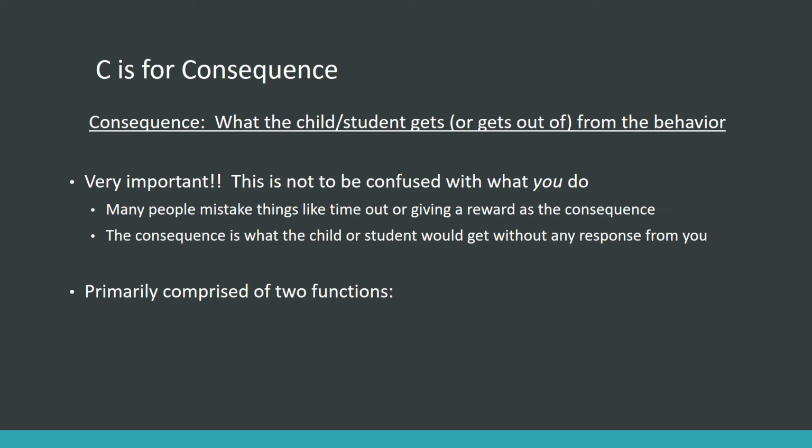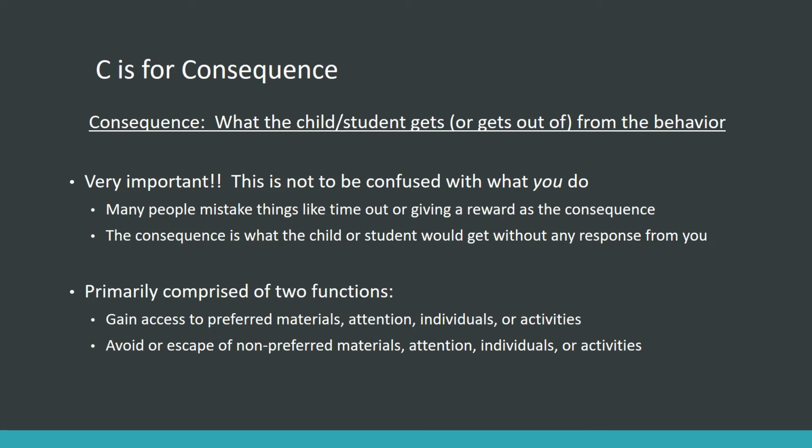And that might be tied in with getting a reward or getting some sort of a consequence or a punishment from you. But really the consequence when we're looking strictly at behavior is, what did the child get straight from their behavior that didn't involve anybody else? And this can be primarily comprised of two basic functions. So we're kind of boiling it down to a little bit of a more simplistic approach, but I think this really works for most of the behaviors we're going to be seeing. The consequences we might get are either to gain access to preferred materials, attention, individuals, or activities, or it might be to avoid or escape non-preferred materials, attention, individuals, or activities.